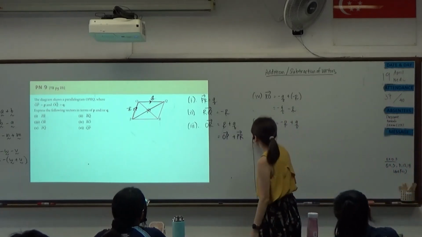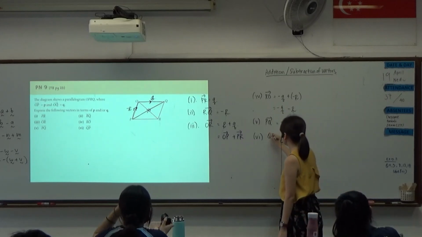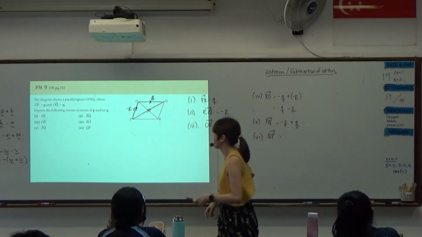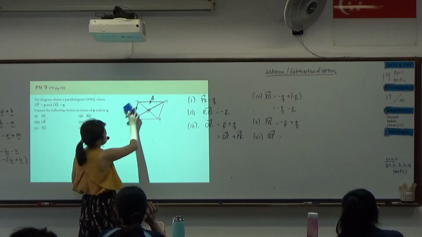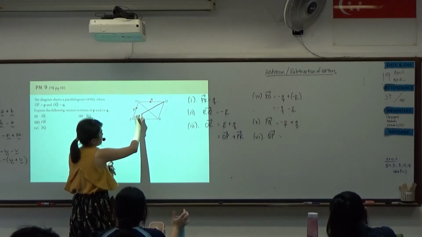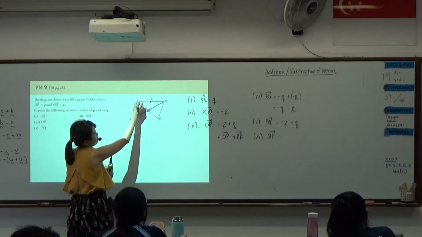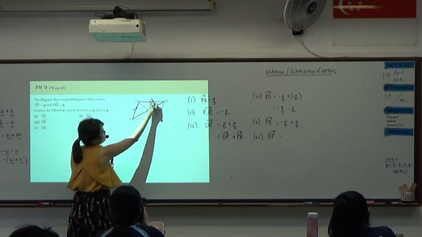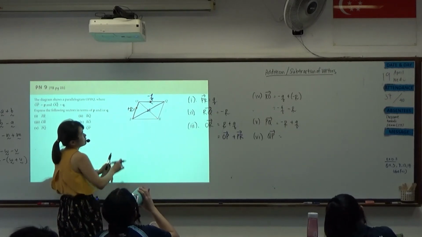Right, and then finally, looking at QP, QP is in this direction, so I can do this path followed by this path, so it is a negative Q followed by plus P.